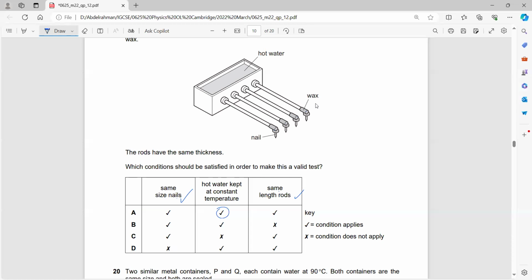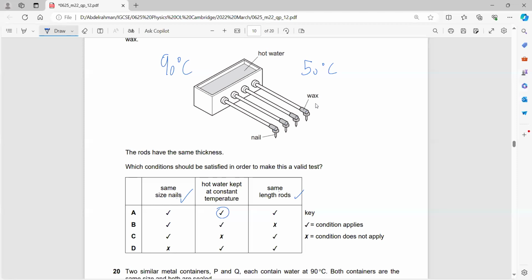Why? Because all of the rods would receive the same energy from the hot water. If the hot water was at 90 degrees, they would all receive a lot of energy. If the water was only at 50 degrees, they would receive a bit less, but again, all of the rods would receive the same amount of energy. So it doesn't matter whether the temperature is the same or not.